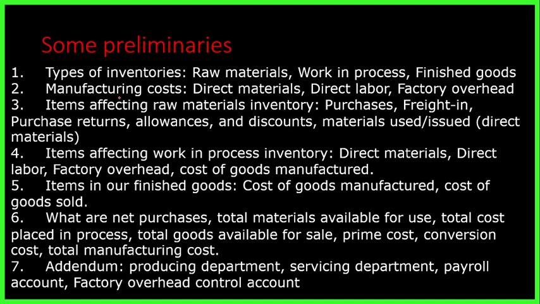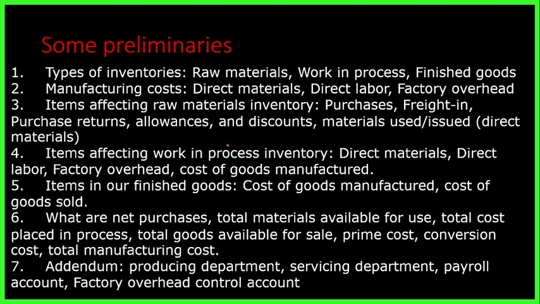Also, you should know the items affecting your raw materials inventory or the value of your raw materials. Of course, it starts with the purchases. This is the account title used to account for the acquisition of raw materials. And then you have your freight, especially freight in, because we have different kinds of freight charges. You have freight in, freight out. We'll just focus on freight in. You have the purchase returns, allowances, and discounts, which will reduce the value of your raw materials. And then you have the materials used or issued, also known as direct materials.